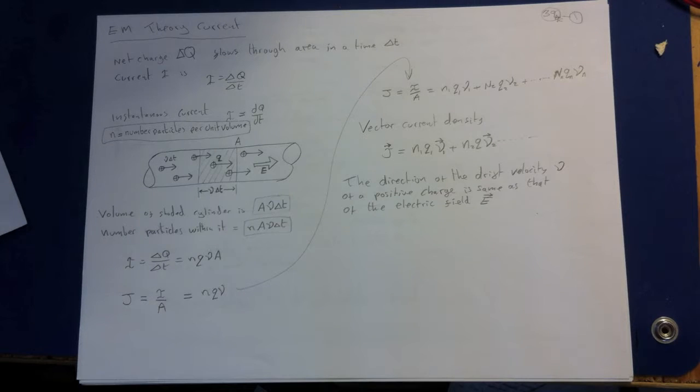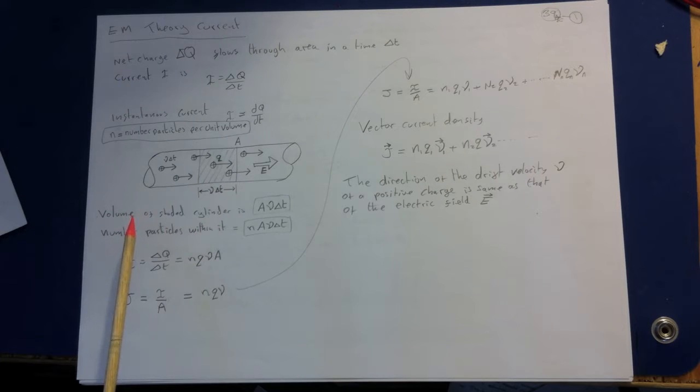Consider a portion of a conductor of cross-sectional area A, as shown here, through which there is an electric field E, which is shown here, directed from left to right. Suppose first that the conductor contains positively charged particles. These move in the same direction as the field. A few positive particles are shown in the diagram here. As you can see, these are moving in the direction of the E field here. Suppose that there are n such particles per unit volume, all moving with a drift velocity v. In a time delta t, each particle advances a distance v delta t.